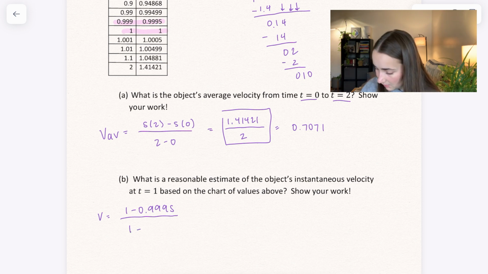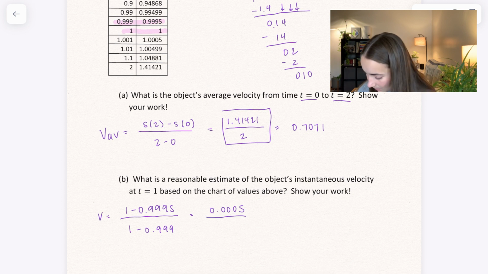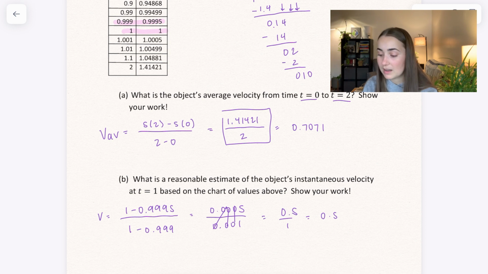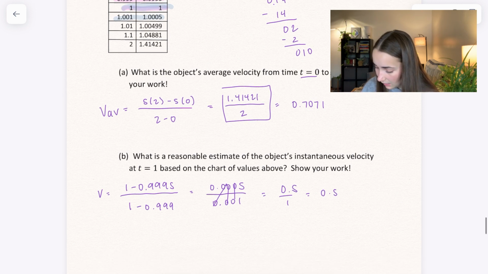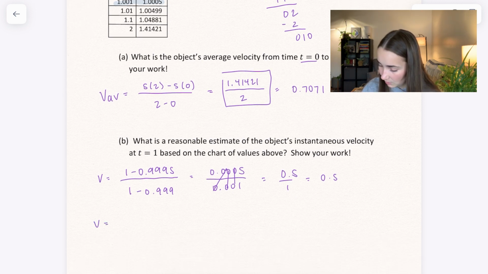So here I get 1 minus 0.999. And I just got that from the chart where I highlighted. So when I do that, I get 0.1235. And then this is going to be divided by 0.001. In order to see what this is equal to, you can just cancel out the zeros. And so here we get 0.5 divided by 1, which is 0.5. So now we're going to go ahead and do the same thing, but now on the right side of 1. I'll take the value just to the right of 1, and of course we're again working with the actual values of 1, and it's like we're taking those mini average velocities.